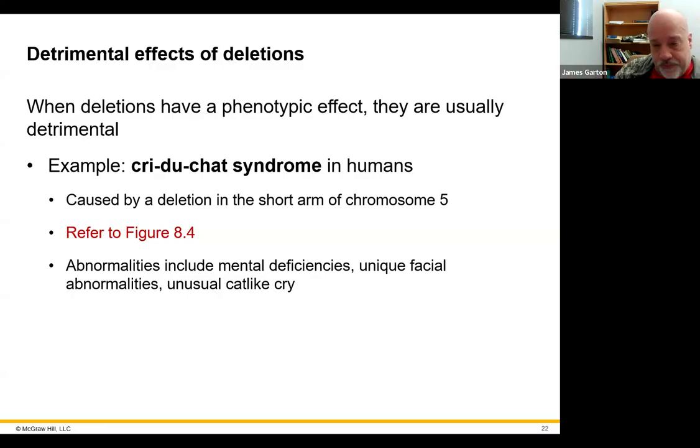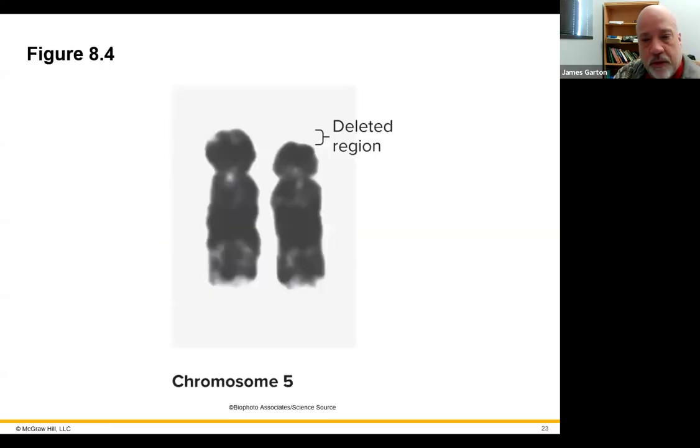Long time ago, noises that these people made were considered to be cat-like. And that's how that mutation got its name. And there's a little piece of chromosome 5 that's just gone.